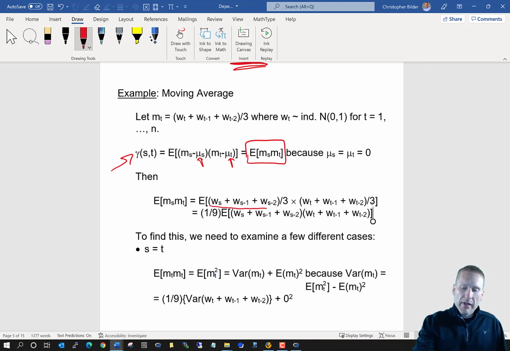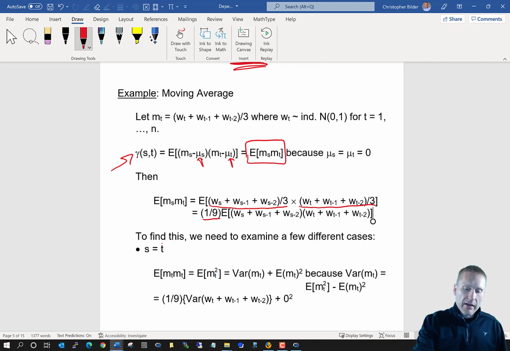Here would be m sub s. Here's m sub t. Notice how I have a constant in there. I have a 1/3 times a 1/3, so I can factor that out. And now I need to find, well, what's the expected value of the stuff that's in the middle? And that expected value is dependent upon how close is s to t.